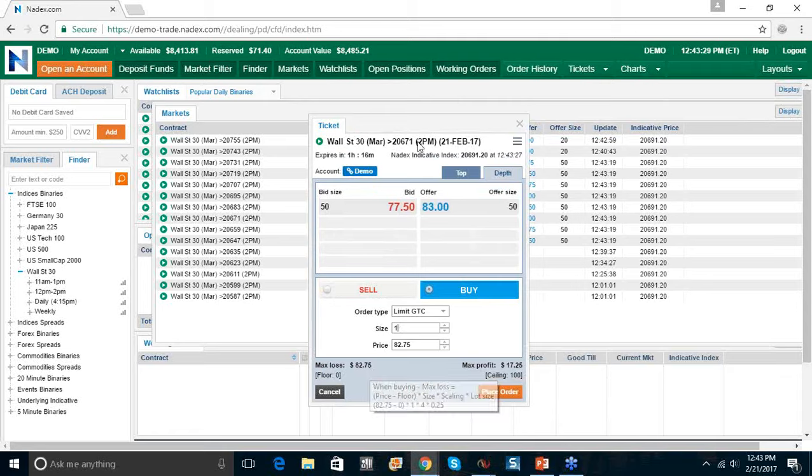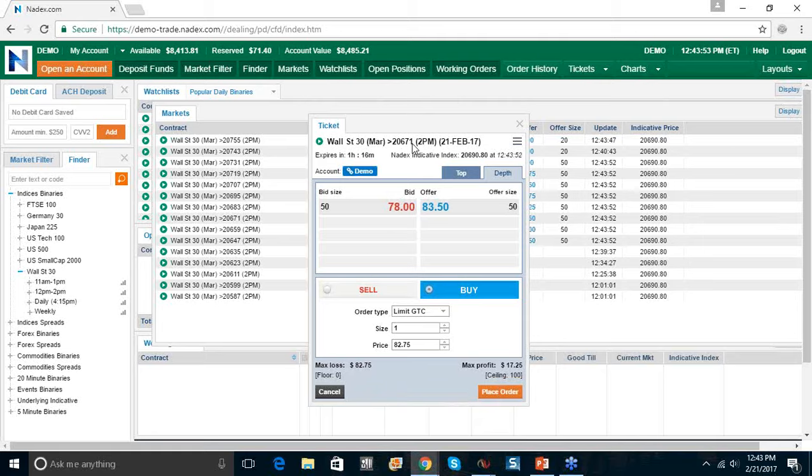If I hold this binary till expiration and the market expires at 20670, what happens? Does it expire being worth 0 or worth 100?